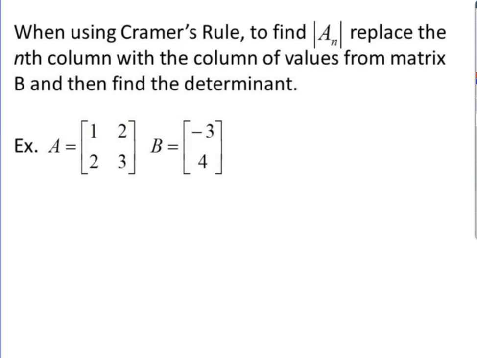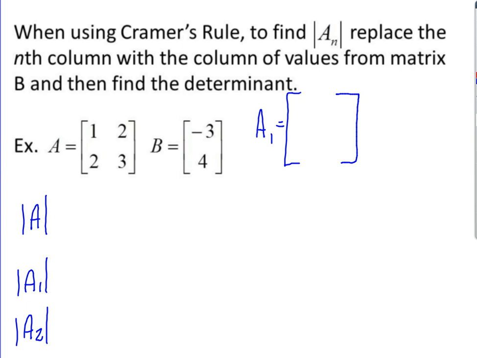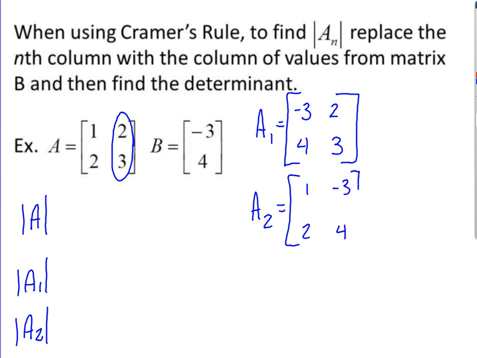So to find our different matrices, we need to find the determinant of A, the determinant of A sub 1, and the determinant of A sub 2. Now your matrix A sub 1, this means I'm just going to replace the first column with the answers. So I'm going to replace the first column with 3, 4, and then I'm going to leave the 2 and the 3 alone. To find our A sub 2, we're going to replace the second column. So our first column is left alone. We replace the second column with matrix B.